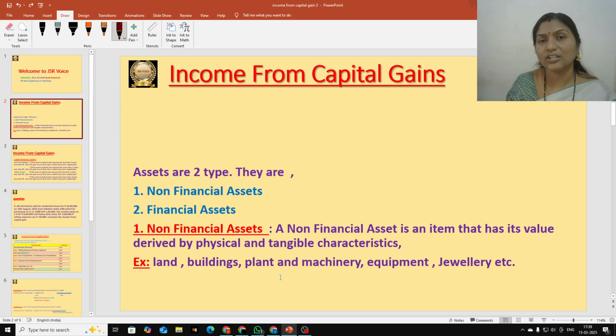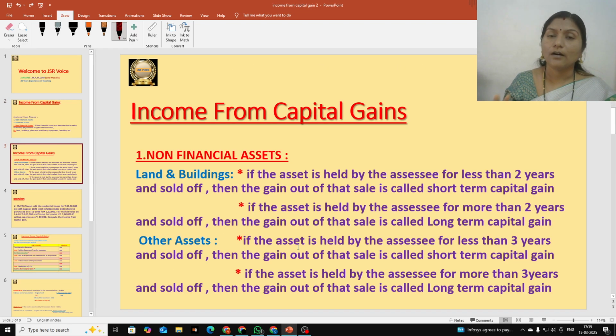Non-financial assets are nothing but land and buildings, plant and machinery, equipment, jewelry, and so on. We are going to discuss a problem under non-financial assets. Here again we should determine whether that non-financial asset is a long-term or short-term capital asset. For determining that, we have to take the assets separately. For land and buildings, we need to consider a 2 years period. If the assessee holds that asset for less than 2 years and sells it, then we call that asset a short term capital asset.